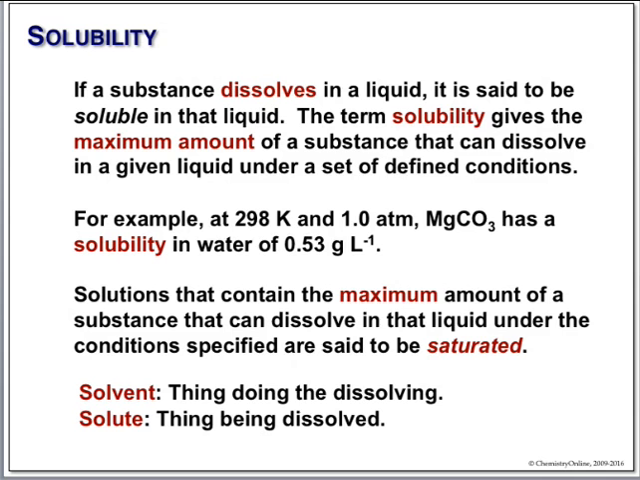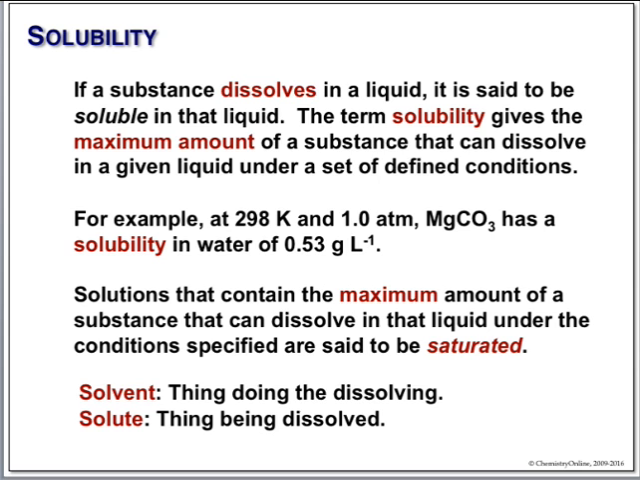If something dissolves, we say it's soluble. The term solubility is the maximum amount of a substance that you can dissolve under a given set of conditions. So, magnesium carbonate. It's not very soluble in water, but in 1 liter of water, 1 atmosphere, 25 degrees centigrade, about 0.5 gram will dissolve. Therefore, we talk about the solubility of magnesium carbonate. We say it's simply 0.53 grams per liter. That's what solubility means.